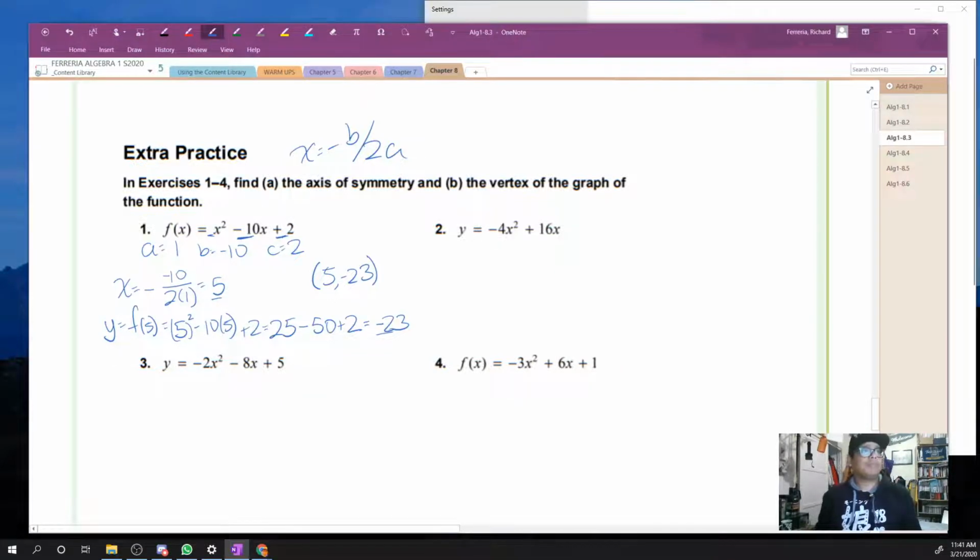Question 4. Same idea. What is A? These definitions are... Computer, stop. She just turns on automatically.